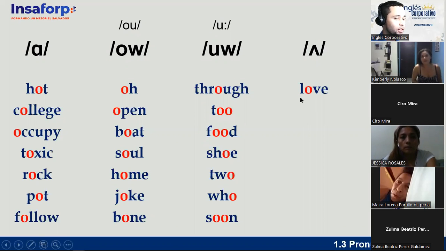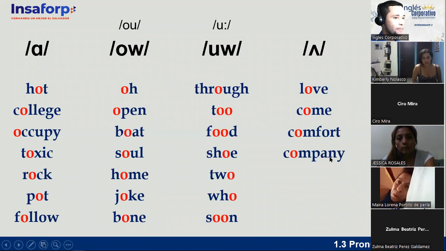And some examples include love, come, comfort, company, mother, some, stomach.